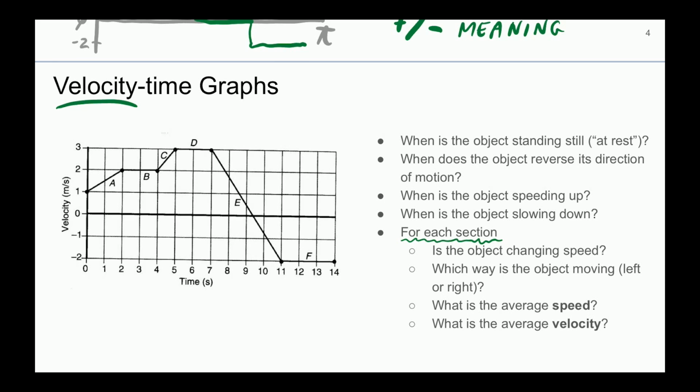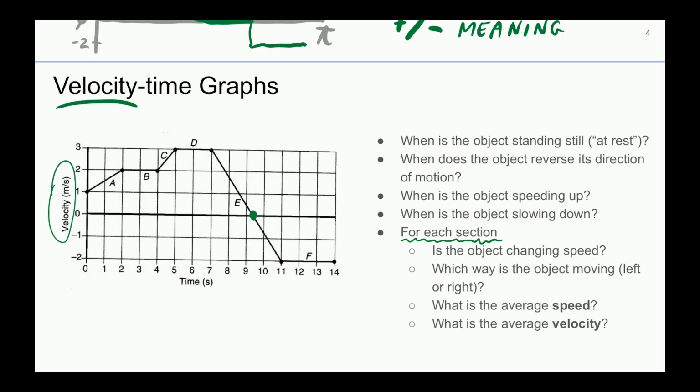Let's switch to some practice. I'm going to look at a sample velocity time graph. And for each section, you can look at and answer questions about what's happening. In this velocity time graph, if the object is standing still, that means it's at rest. When is that happening? This is tricky because the answer to that is right here at 9 point something seconds. That's when it's at rest. Otherwise, it's always moving.